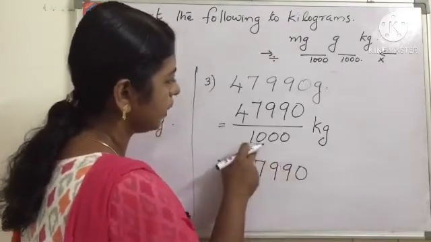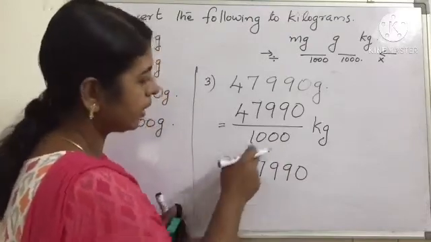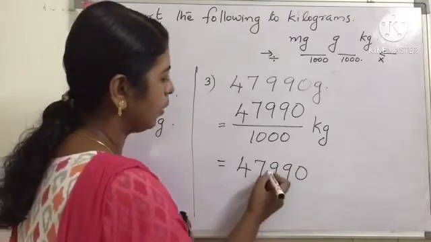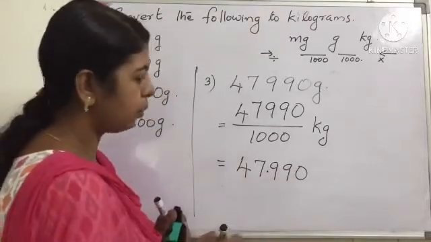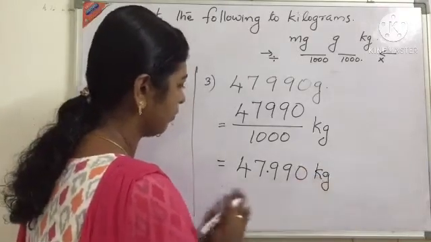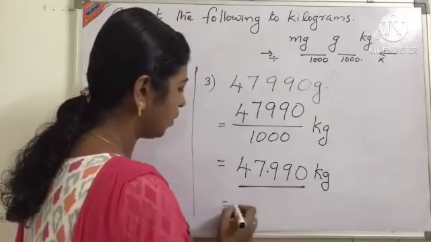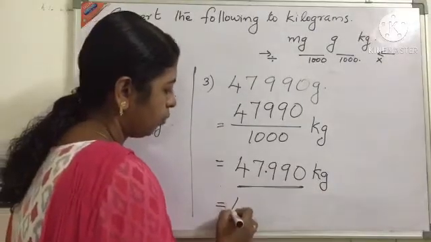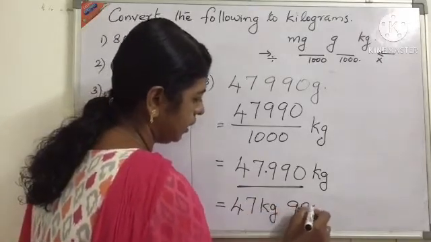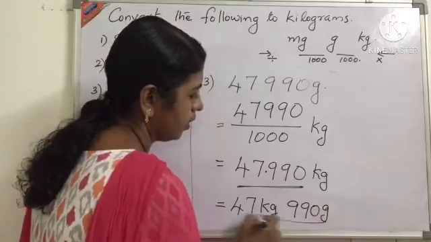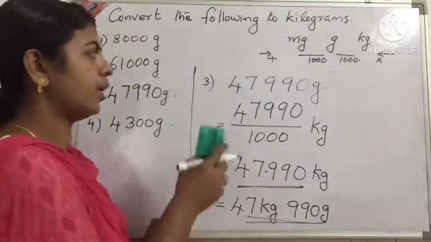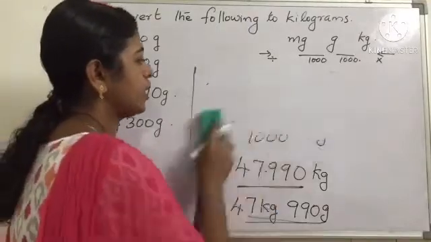Then after how many digits do we want to give the decimal point? Here 1 2 3. So 3 digits. Here we want to give the decimal point. So the answer is this much kilogram. Or we can write it as 47 kilogram 990 gram. Okay, is it clear? All these you want to write into your notebook. Okay, the next question.